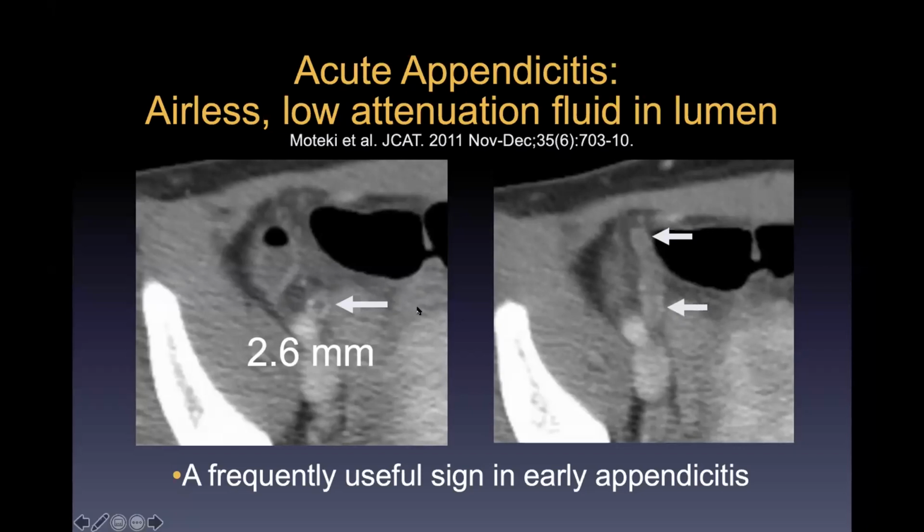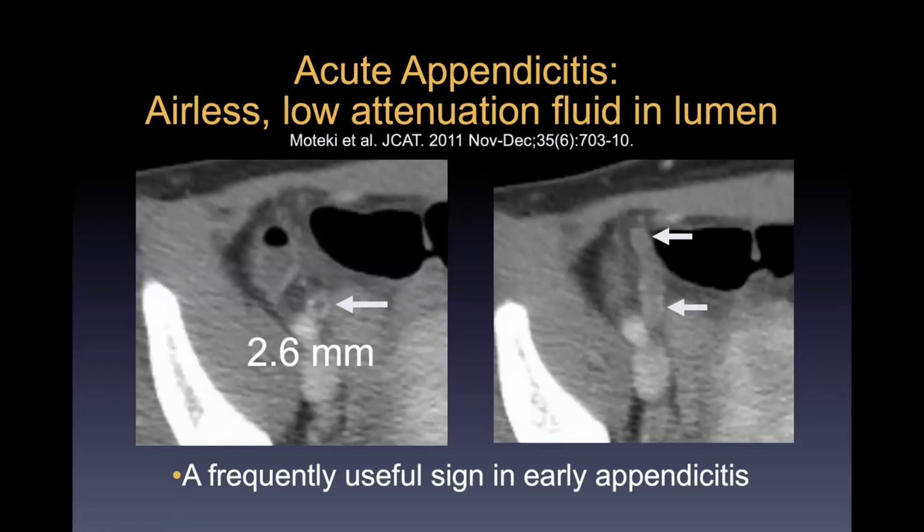Now, this number that just popped up on the screen of 2.6 millimeters, that number is a number in the literature that refers not to the diameter of the appendix, but to the diameter of the fluid. So if you have this fluid in the lumen and you measure how thick it is, if it is greater than 2.6 millimeters, that has an especially high correlation with acute appendicitis.